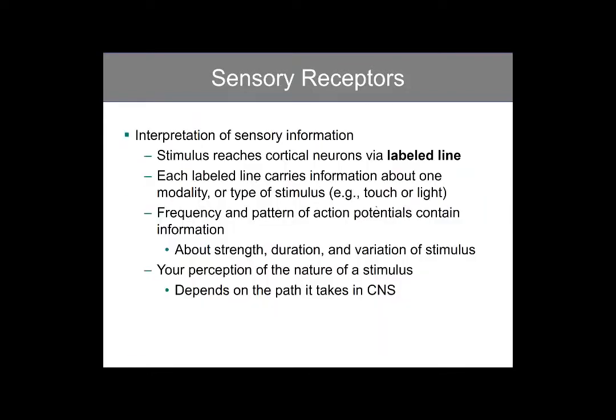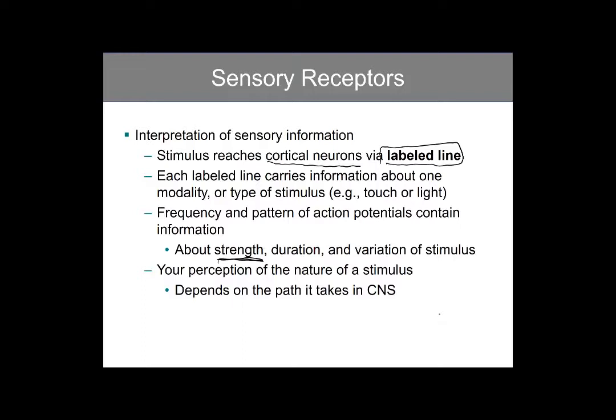The interpretation of that sensory information occurs when the stimulus reaches the cortex, so the cortical neurons of the cortex, and they do that via a labeled line. This concept of labeled line carries information about one particular modality or type of stimulus, such as touch, light, sound, what have you. And the frequency and the pattern of those action potentials contain information about the strength, the duration, and the variation of that stimulus.